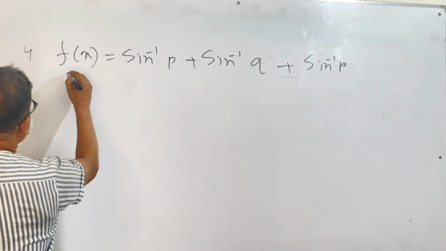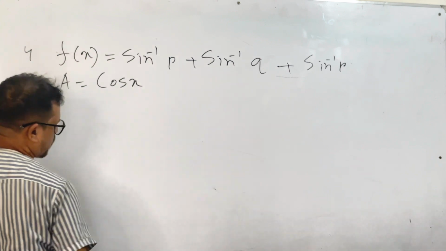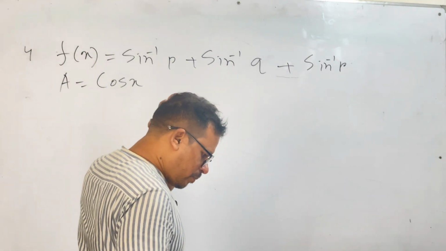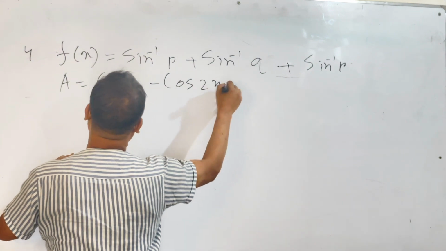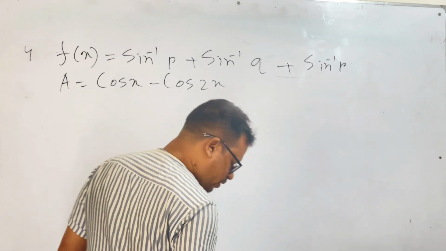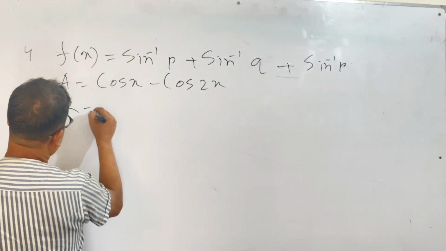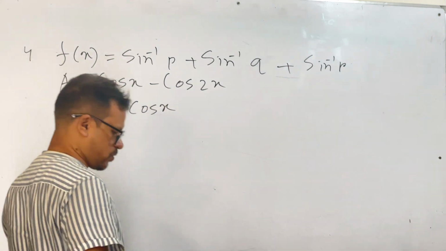P equal to cos x minus cos 2x, and what is this? R equal to 1 minus cos x.